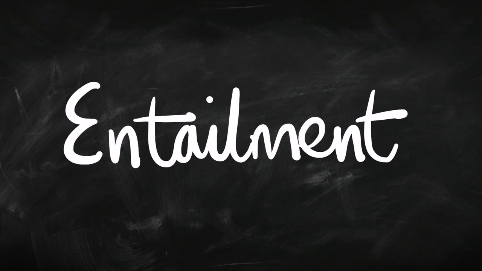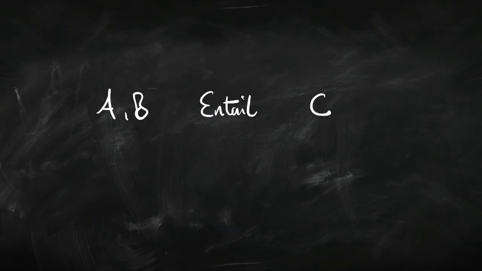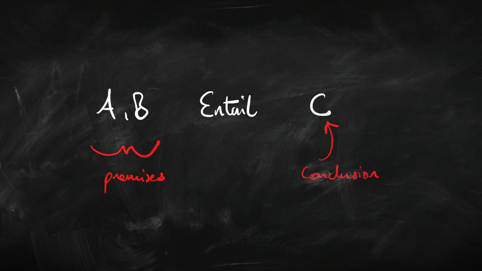Okay, now we've got the concept of valuations sorted, we can build up to what we're really after, which is a definition of entailment. It's going to go like this. Suppose we're interested in some premises, A and B, and a conclusion, C, and we want to know whether those premises really do entail that conclusion.